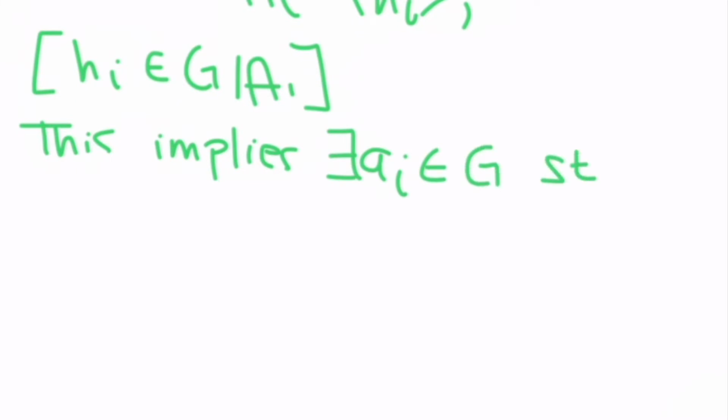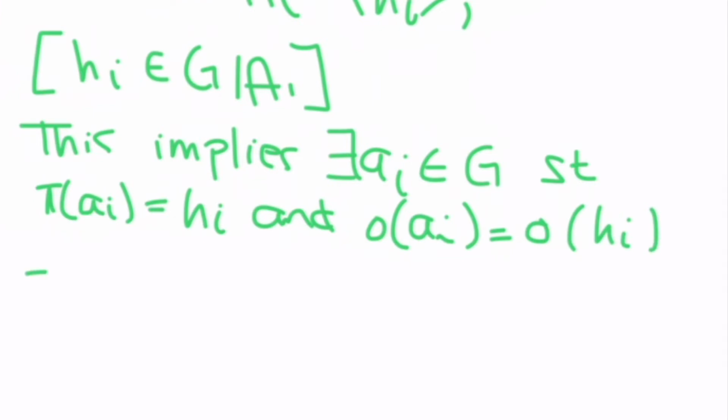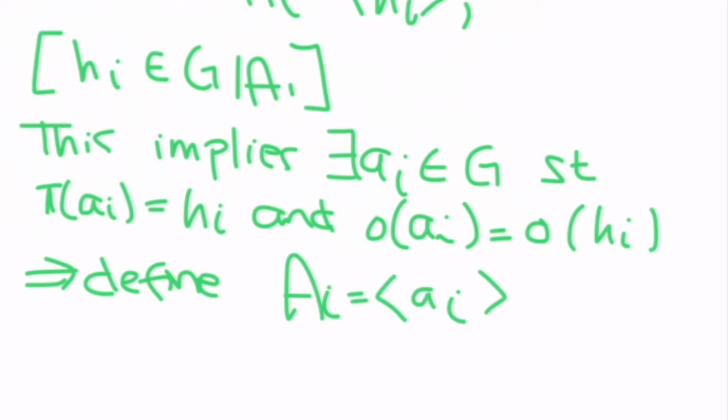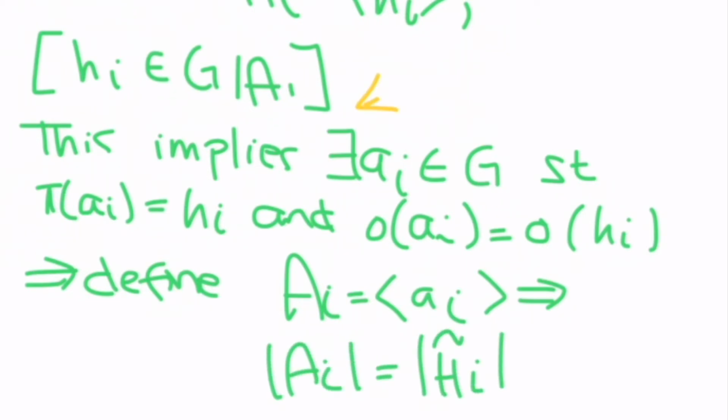This implies that there exists an ai in G such that pi of ai is equal to hi, and the order of ai is equal to the order of hi. So now we're going to define big Ai to be equal to the set generated by little ai. Therefore, the order of big Ai is equal to the order of Hi tilde.